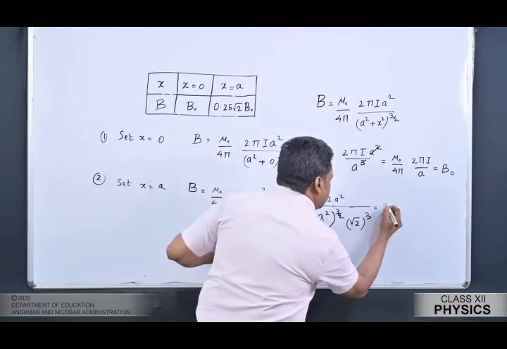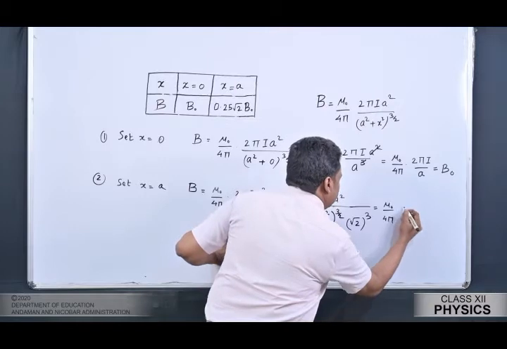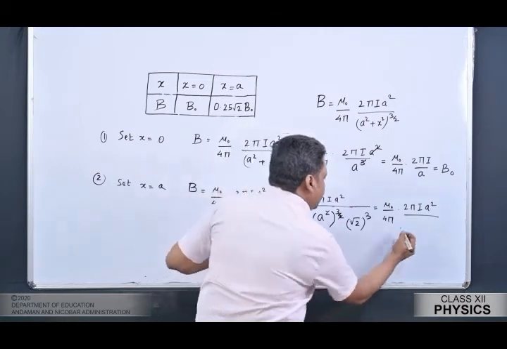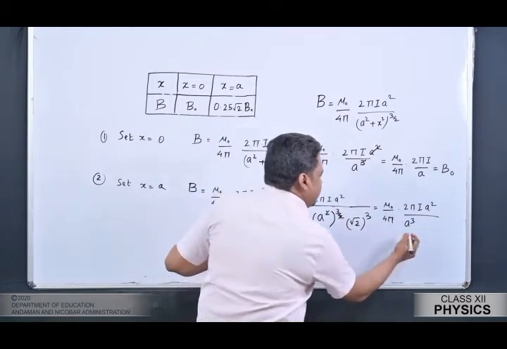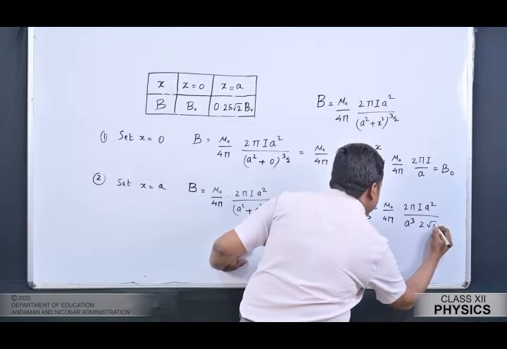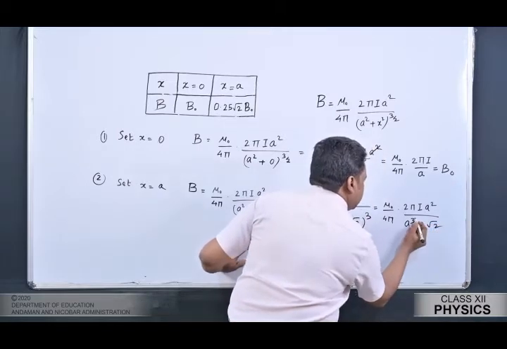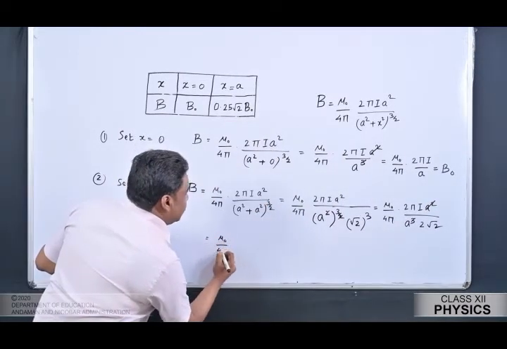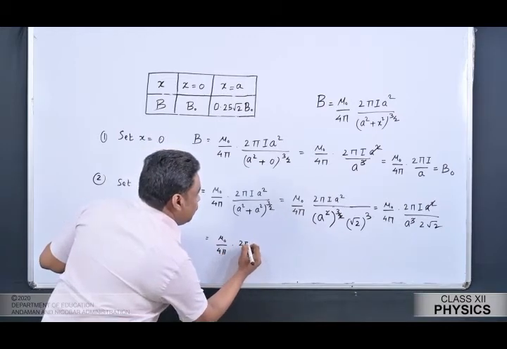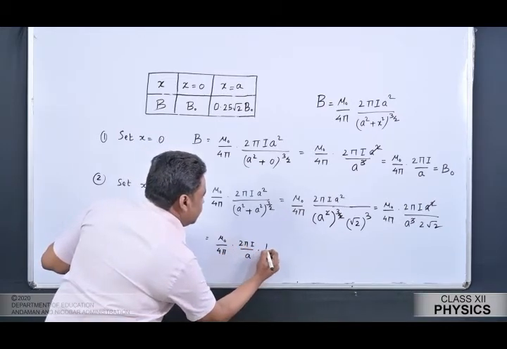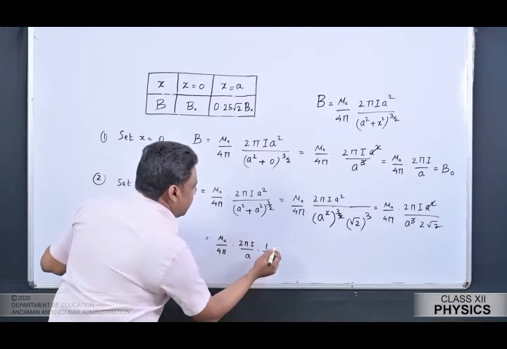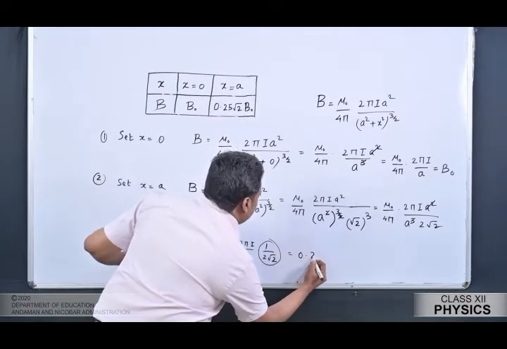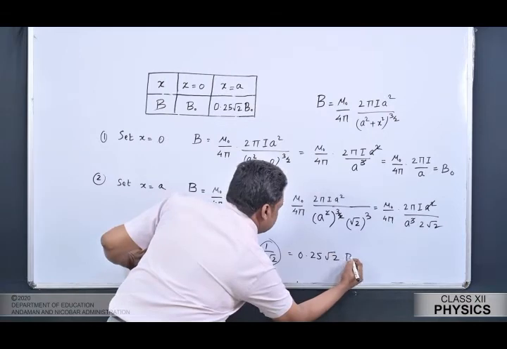You're able to see it is mu naught by 4 pi, 2 pi I A square by, this 2 cancels off, so it will be A cube, and root 2 cube can be written as 2 root 2. This cube and A square will cancel off. So what is the left out value you are able to see? It is mu naught by 4 pi, 2 pi I by A into 1 by 2 root 2. And if I reduce 1 by 2 root 2, you are able to get 0.25 root 2 times the initial value.